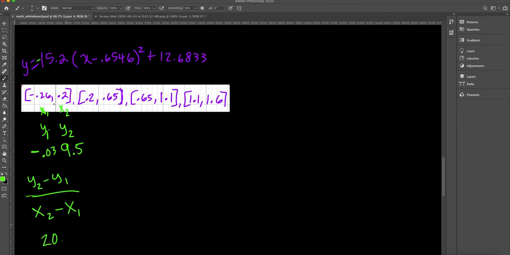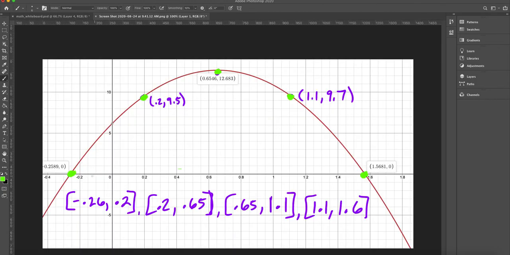Okay, so that's the average rate of change for the first section right here. So if we just look at the last video, we got about 9.5, which was our rise. We divided by 0.46, and so that's going to roughly double it.